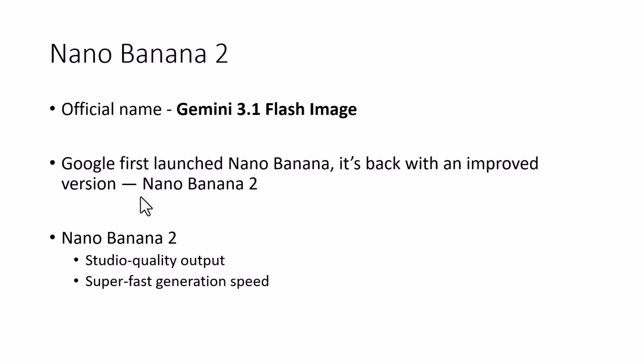So what is new compared with the older version? Nano Banana 2 blends the high quality output from Google's Pro models and the speed and efficiency of the Flash architecture. That means it's not just creative, it's not just fast, it is both.